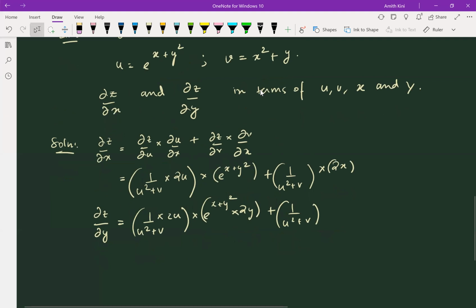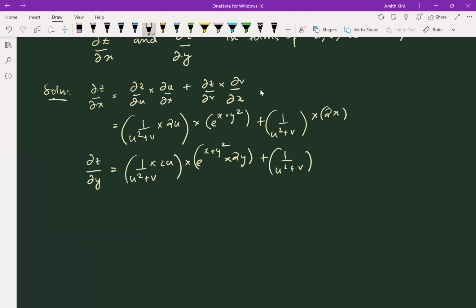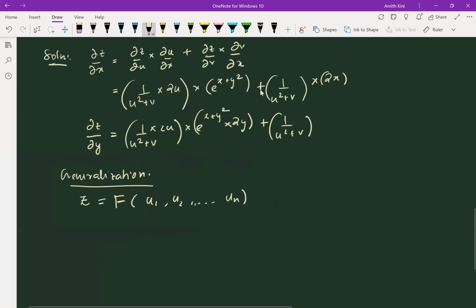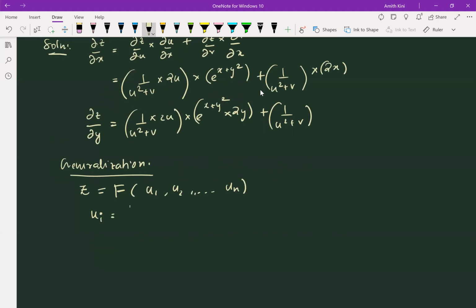So we can generalize this to more variables. If your function, which I'll call z, is a function of u1, u2, etc., n variables, un, and each of these u's is some function of x1, x2, etc., some m variables. It's not necessary that n has to be equal to m.